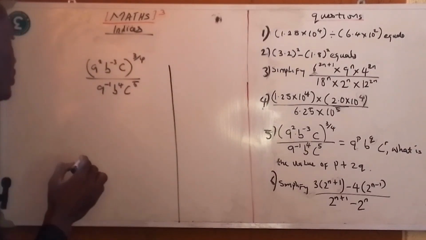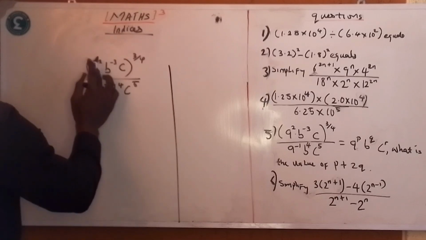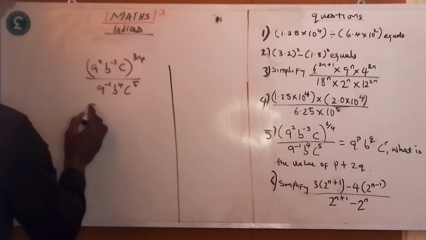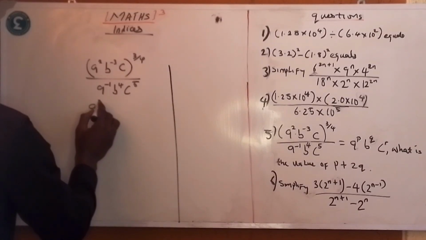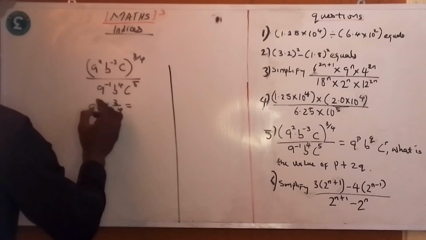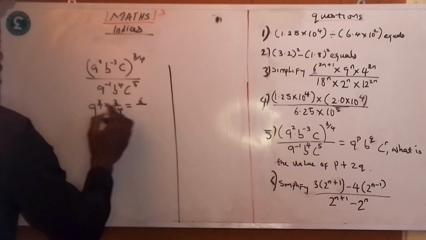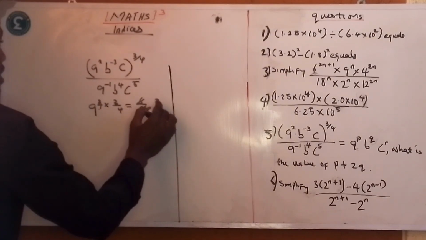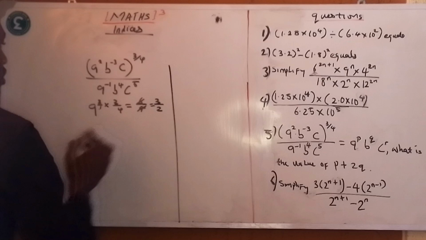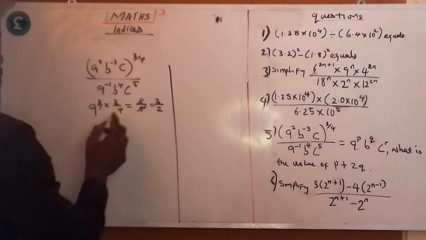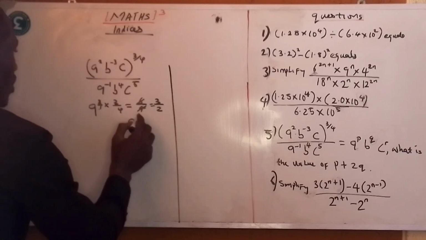So having done that, what we need to do now is multiply 2 by 3 over 4. So we have a raised to the power of 2 over 1, times 3 over 4. That will give me 2 times 3, that is 6, and 1 times 4, that is 4. We can reduce by 2, that is 3 over 2. So certainly, a raised to the power of 3 over 2. That's what we're going to have.